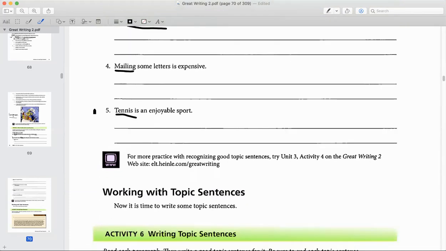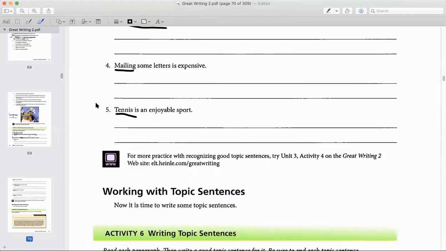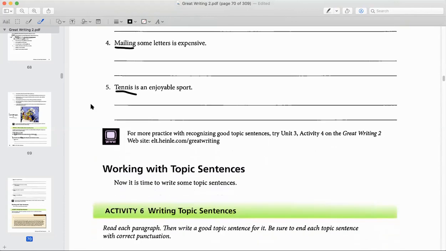And tennis is an enjoyable sport. So again, two new topic sentences with controlling ideas related to each of these topics.